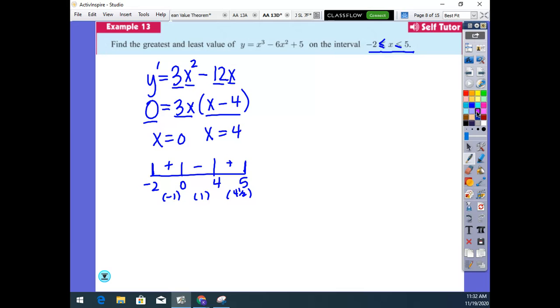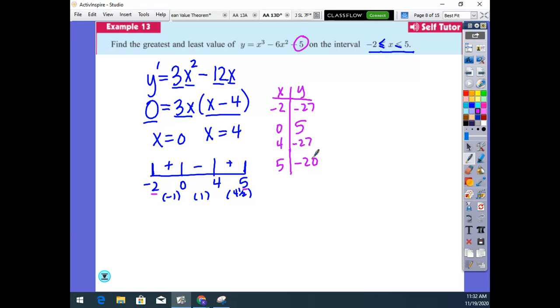Now what I'm going to do, I want to figure out my y values. So what I'm going to do is plug in each of these points, both my endpoints and my stationary points, into my equation. And when I do that, when I plug -2 in, I get -27. When I plug in 0, 0 is the easiest one. It's just 5. When I plug 4 in, I get -27. And when I plug in 5, I get -20.